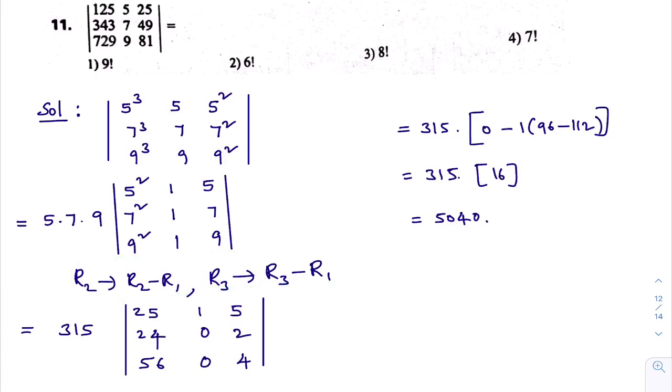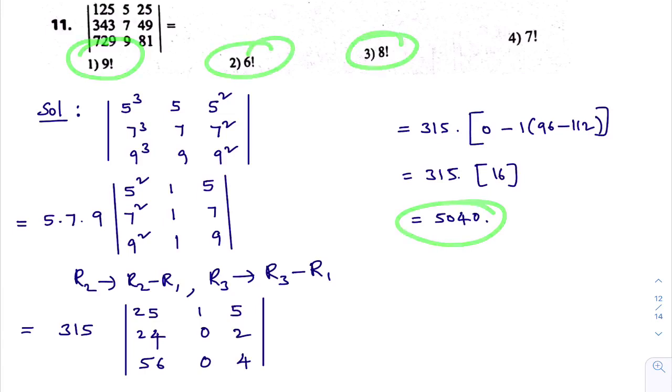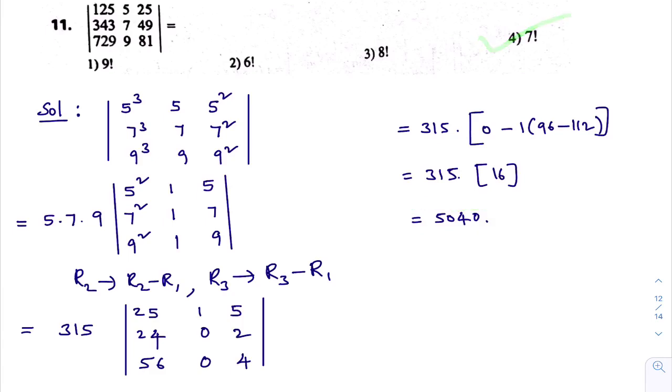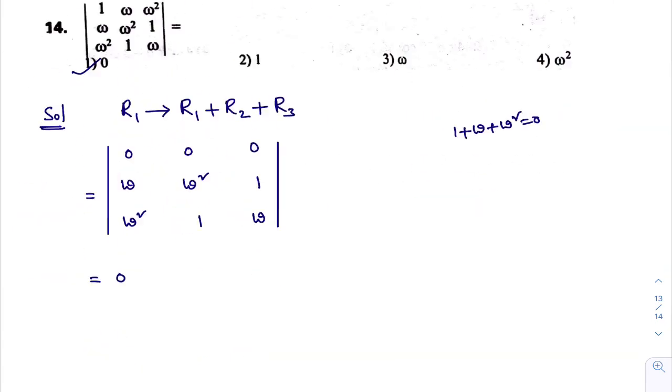If I apply these operations, what happens? This element will become 0. 5 into 7 into 9 is 315. Now you expand this determinant. You know how to expand the determinant. You are getting 16. So 315 into 16 is 5040. So 5040 is the right option. Here also, after getting 5040, you cannot identify the right option unless you know that 7 factorial value is 5040. So what is the right option? The fourth option is the right option. Now we'll move to the next question.